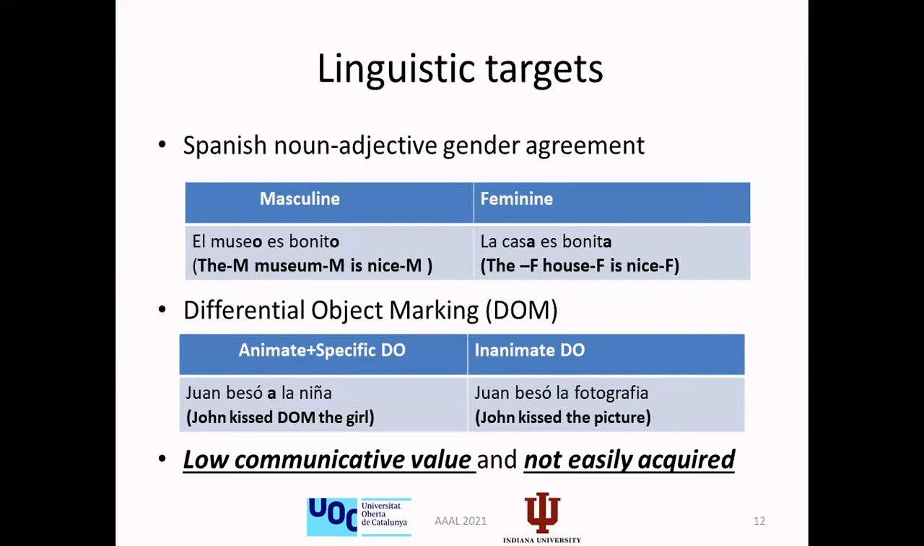In the case of gender agreement, adjectives have to agree with the gender of their noun referent when they are overtly marked. In the case of DOM, if a direct object is animate, specific, and definite, it needs to be preceded by the preposition a, like in John kissed the girl.